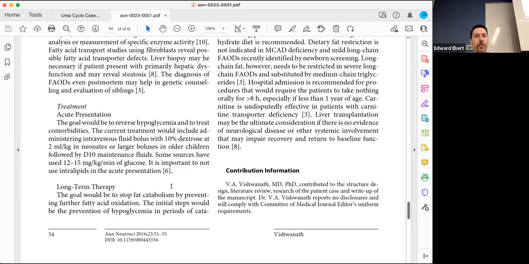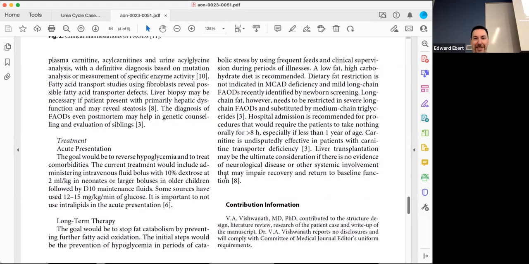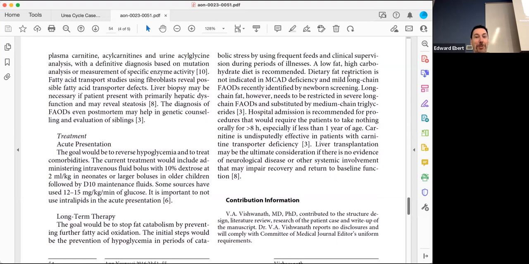All right. Long term therapy is, we want to stop the fat catabolism by preventing further fatty acid oxidation. Okay. So we've got fatty acid oxidation going on. Whenever we have the fatty acid oxidation, we get these medium chain fatty acids. We do not want them to accumulate, because that accumulation is what leads to some of the more severe disease states. So, don't burn fat, basically. Now it's interesting because we don't restrict fat for MCADs or for mild long chain ones, but if you have a severe form of long chain or very long chain, then you definitely want to restrict fat.